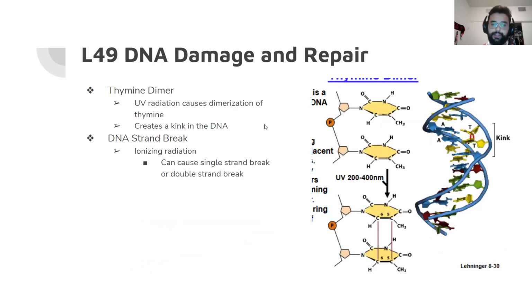Another type of DNA damage is our thymine dimer. This is caused by UV radiation, and it causes dimerization of our thymines, and it can create these little kinks in our DNA. We can also have DNA strand breaks, which is the worst type of DNA damage, and this is caused by ionizing radiation. It can cause both a single strand and a double strand break.